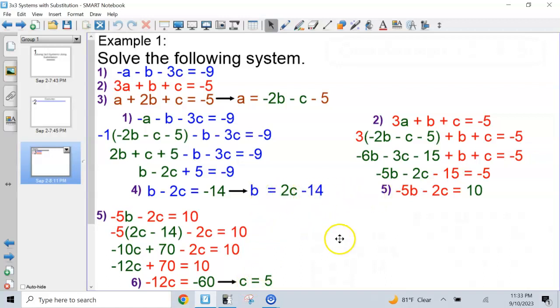I'll use equation 4. So here's equation 4. I'm going to replace the C, which I put in green, with its value of 5. I'm going to multiply and then combine like terms to get B equals negative 4.